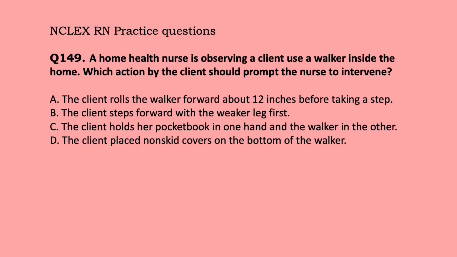NCLEX RN Practice Questions. Question 149. A home health nurse is observing a client use a walker inside the home. Which action by the client should prompt the nurse to intervene? A. The client rolls the walker forward about 12 inches before taking a step. B. The client steps forward with the weaker leg first. C. The client holds her pocketbook in one hand and the walker in the other. D. The client placed non-skid covers on the bottom of the walker.